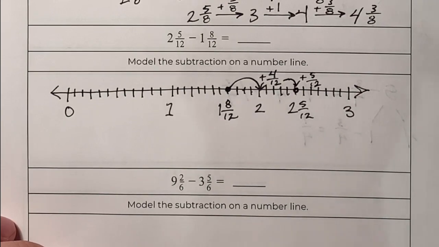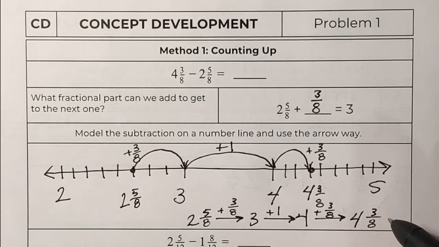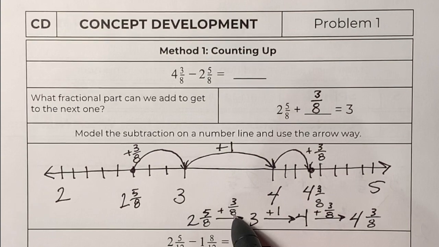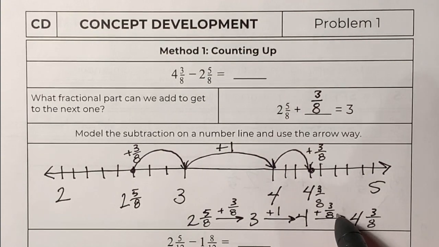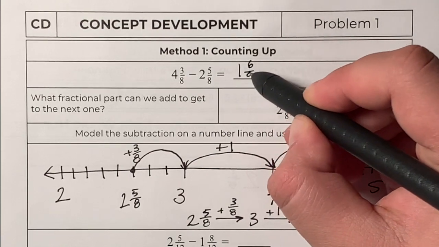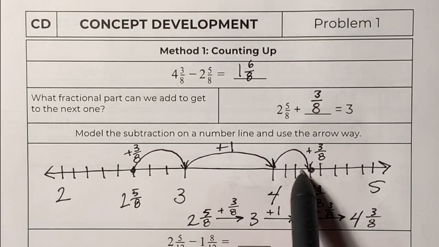To be really clear, let's go ahead and talk about how you get an answer from the arrow method. Let's do this by looking again at problem number 1. So now that I've drawn my arrow method, if I add all these together, I get my answer. So 1 plus 3/8 is 1 3/8, plus another 3/8 is 1 6/8. So my difference is 1 6/8 because this space between here is my difference.